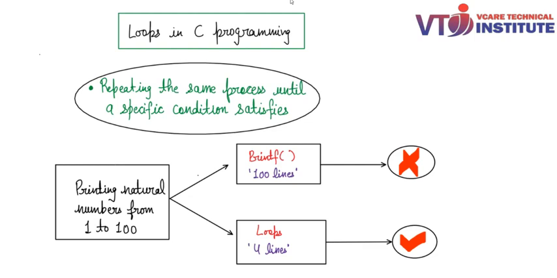So today I am going to teach you about loops in C programming. In previous classes, we have finished the introduction, fundamentals related to C, and variables. So let's move ahead and talk about loops. Basically, in loops we repeat the same process until a specific condition is satisfied. It is about iterations, and by iteration we mean repeating the same process until a specific condition is satisfied.